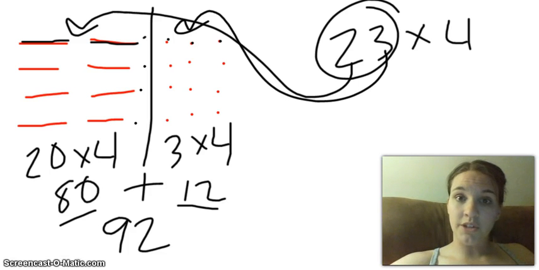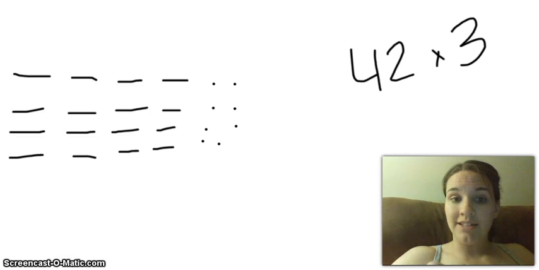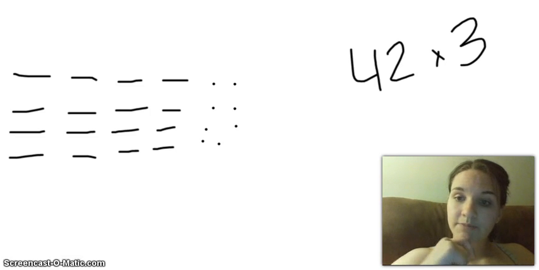Let's look at another one using some base 10 blocks that I've already drawn. So here we have 42 times 4. I went ahead and already did the blocks for us just to make this a little bit quicker. What I did was show 40 across the top. You can look at those black lines. Those equal 10, 10, 20, 30, 40. And then I have 2 dots. I did 42 4 times.